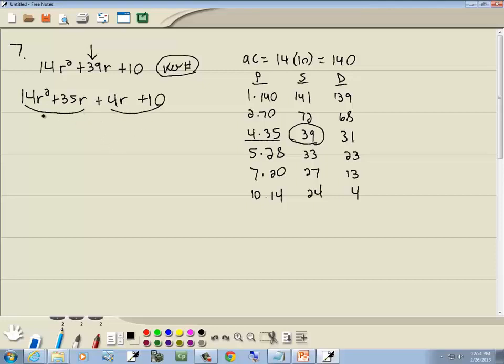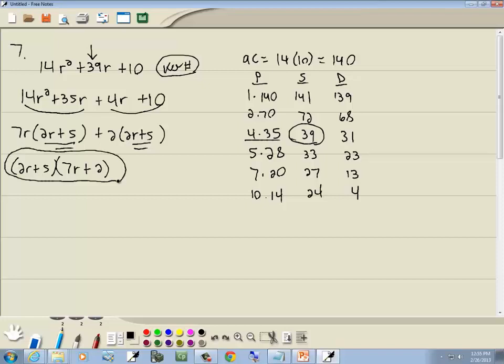Then we want to factor by grouping. First group has a 7R in common, so that gives me 2R plus 5. Second group has a 2 in common, and that gives me 2R plus 5 when I factor it out. Well, our goal is to get that parentheses the same, which they are, so I'll factor out a 2R plus 5 out in front. And you could cross those out to see what goes in your second set of parentheses, which would be 7R plus 2. And that's our answer.